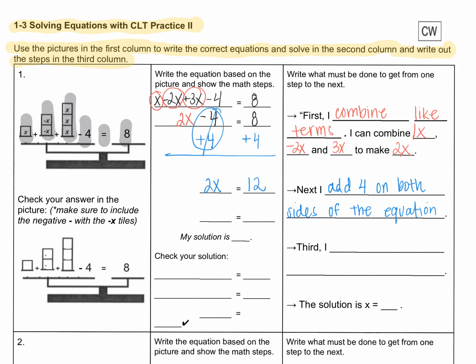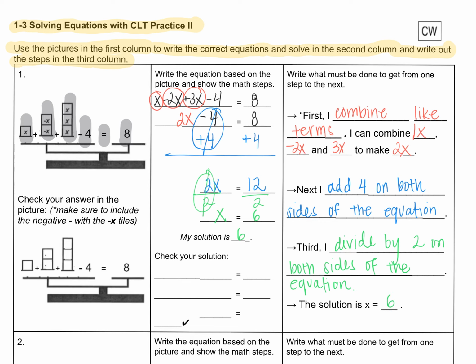Third, I see that x is multiplied by 2. So third, I divide by 2 on both sides of the equation. I divide by 2 on the left and divide by 2 on the right. 2 over 2 goes away and turns into 1, and I have 1x is equal to 6. My solution is 6.